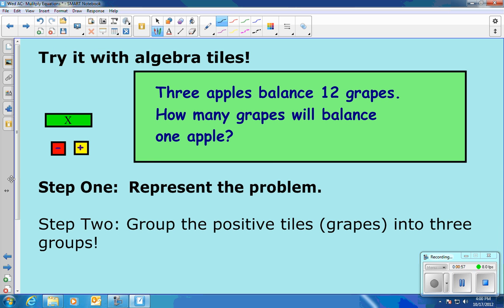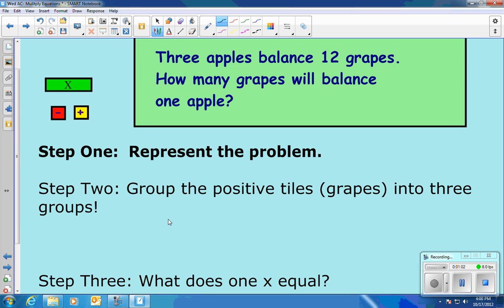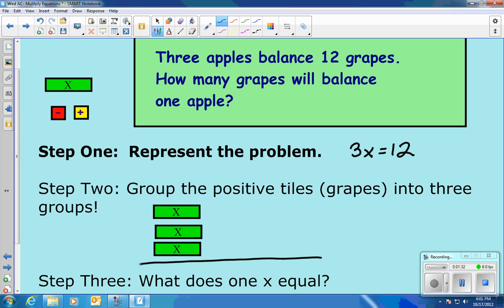And then the next thing we're going to be looking at is the same problem with algebra tiles. So we're going to represent the problem. I'm going to represent my apples as x. There were 3 x's, so 3 apples. And the grapes are going to represent positives, and there was 12 of them. So with algebra tiles, that would look like 3 x's, and then your balanced scale with 12 grapes.